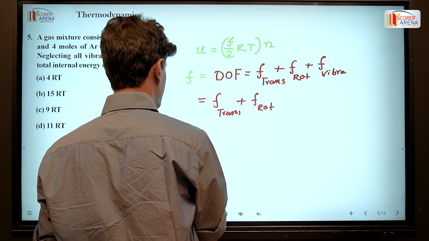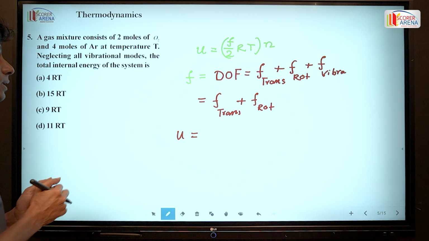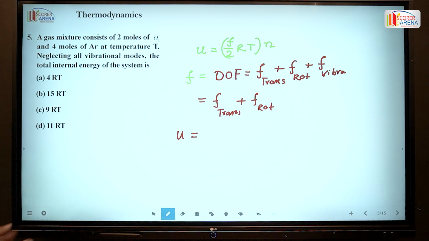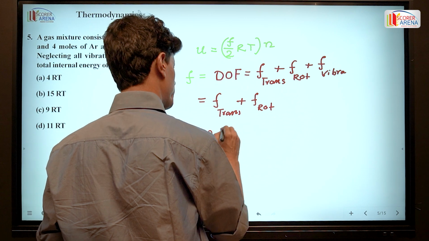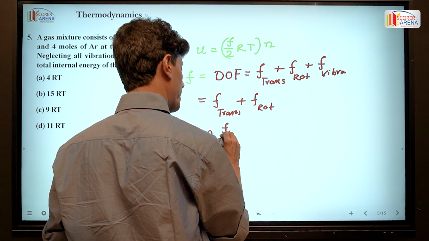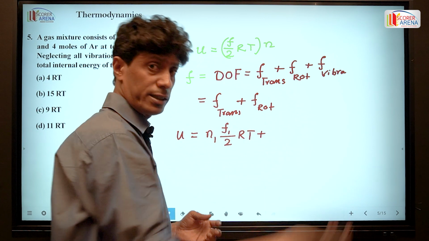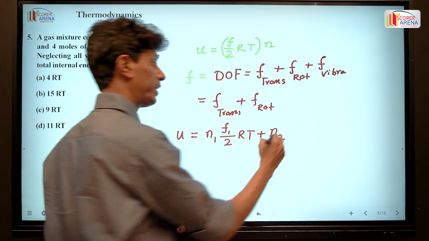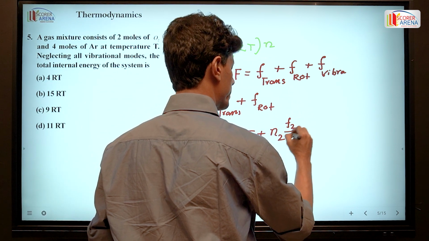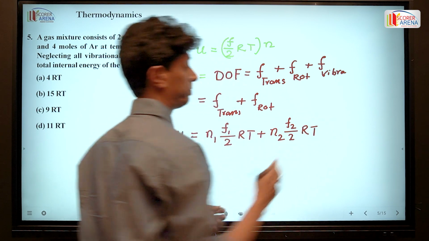So therefore here, internal energy, since the gas is a mixture of two gases, 2 moles of oxygen, that is diatomic gas, and 4 moles of argon, that is monatomic gas, at temperature T. So this is number of moles N1, degree of freedom of one gas F1 by 2 into RT, and another gas, number of moles, let us say N2, and degree of freedom for the other gas F2. So this is F2 by 2 into RT.